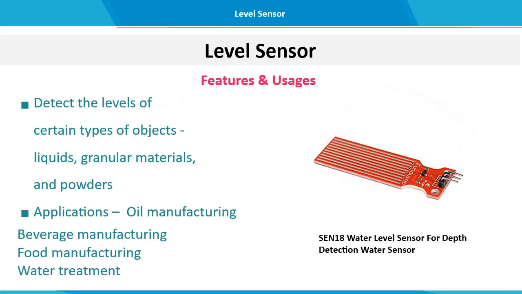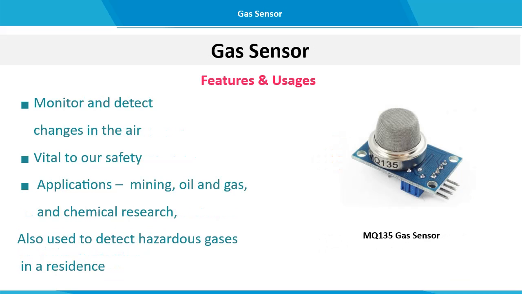Level sensors are used to detect the level of certain types of objects. These objects include liquids, granular material, and powders. This kind of sensor is useful and used in many different industrial applications such as oil manufacturing, beverage manufacturing, food processing, and water treatment.